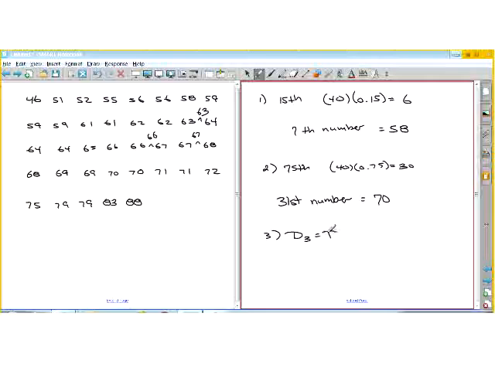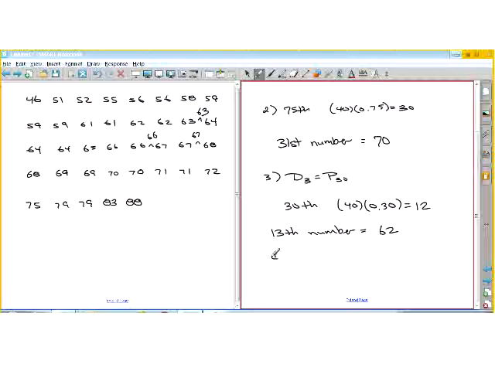The third decile. Remember, the third decile is the same as the 30th percentile. So we don't do anything different, we just have to make that recognition. So 40 times 0.30 is 12. So it's the 13th number. So 1, 2, 3, up to 13, is 62. So 62 is the third decile, or the 30th percentile.